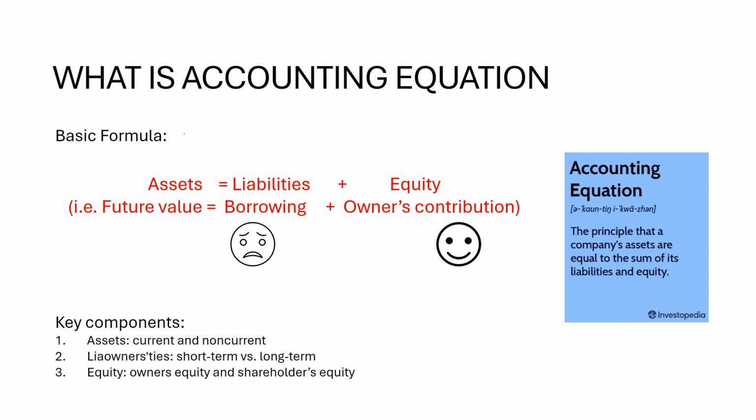Put simply, the three components in the accounting equation are assets, which are what the company owns, such as cash, inventory, or equipment; liabilities, which are what the company owes, like loans or accounts payable; and equity, which is the owner's residual interest after liabilities are paid. In general, liability is borrowing, and the less the better.